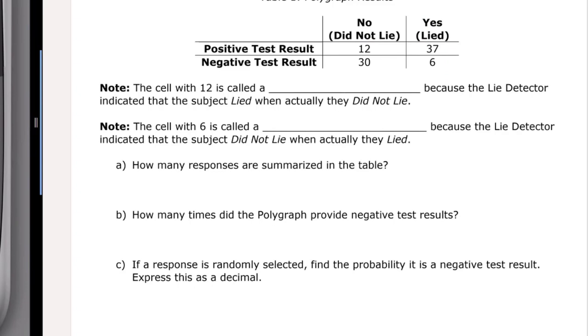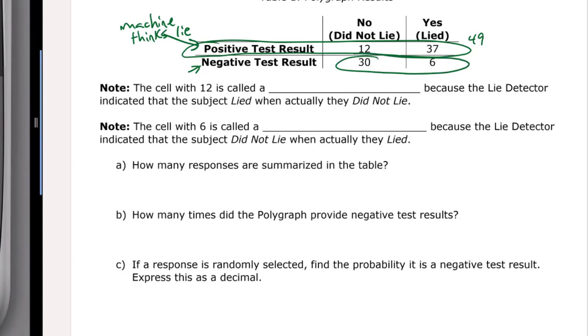Now, what about left and right, reading it across? Well, if you look at the first row, you have 12 and 37 people in that. So 49 people had a positive result. So what's happening with these 49 people? Positive means that the machine buzzed whenever they were asked a question. What does the machine think is going on with these 49 people? The machine thinks they're lying. And then a negative test result means the machine didn't react to them. So the machine thinks that 36 people, 30 and 6, are telling the truth.